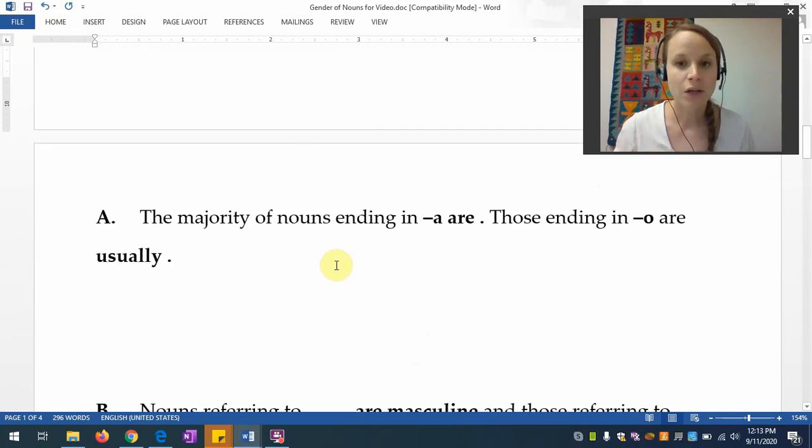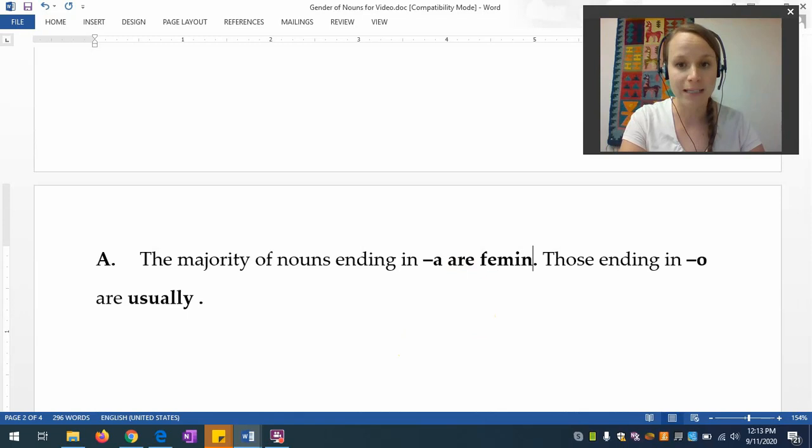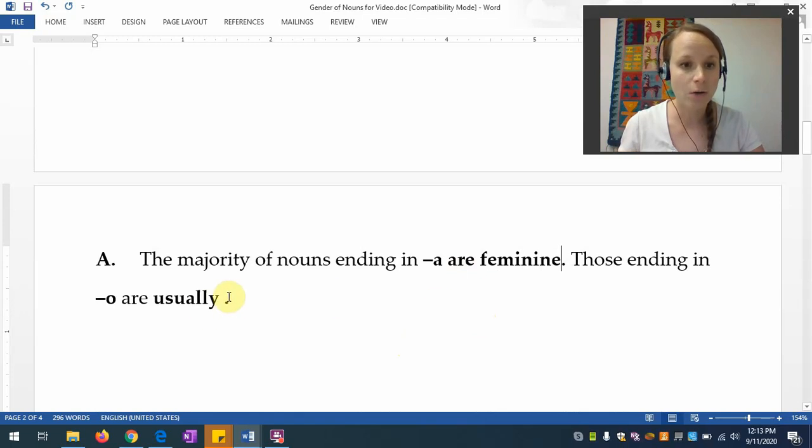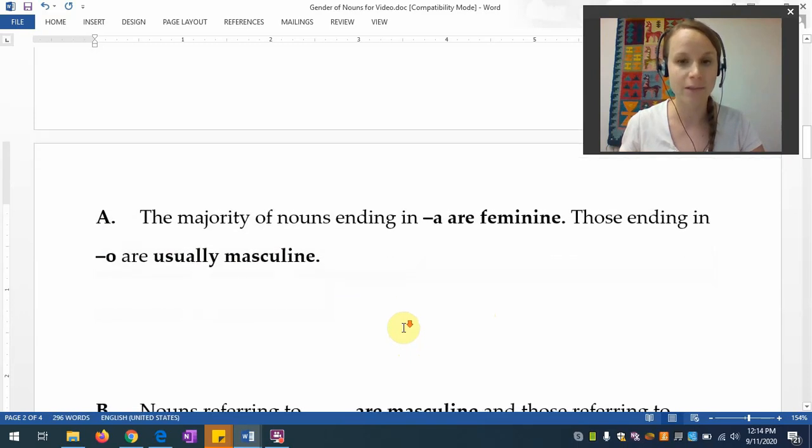Okay, so for the most part, we can get by just knowing this one very important fact about the Spanish language, and that is that the majority of nouns ending in A are feminine, while those ending in O are generally going to be masculine. That's the most important thing to know about the gender of nouns, right there. A feminine, O masculine. But there is a lot more to it.